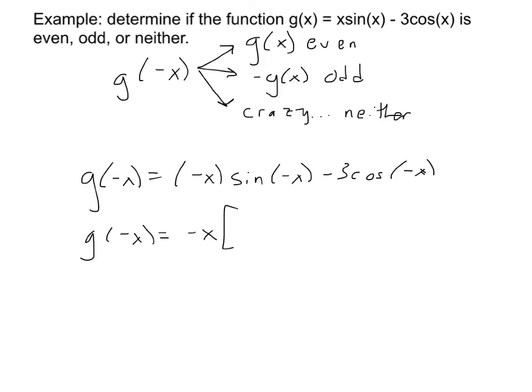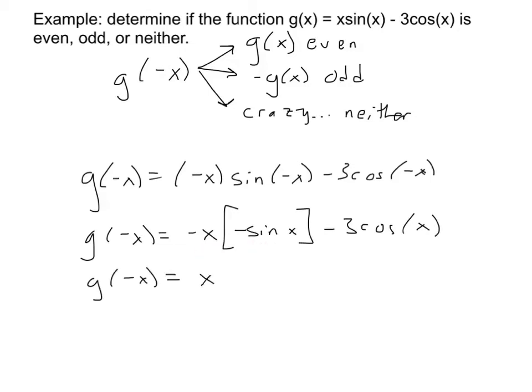We know that the sine of negative x, because sine is an odd function, we can make this negative sine of x. Minus 3 times the cosine. Now we know that the cosine of negative x, because cosine is an even function, this just becomes cosine x. So then the last thing I can do is notice, hey, this is a negative times another negative. This will be positive x sine x minus 3 cosine x.